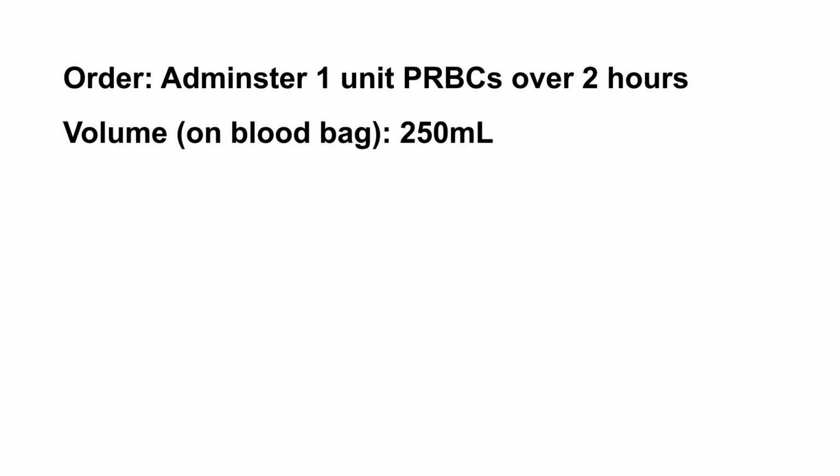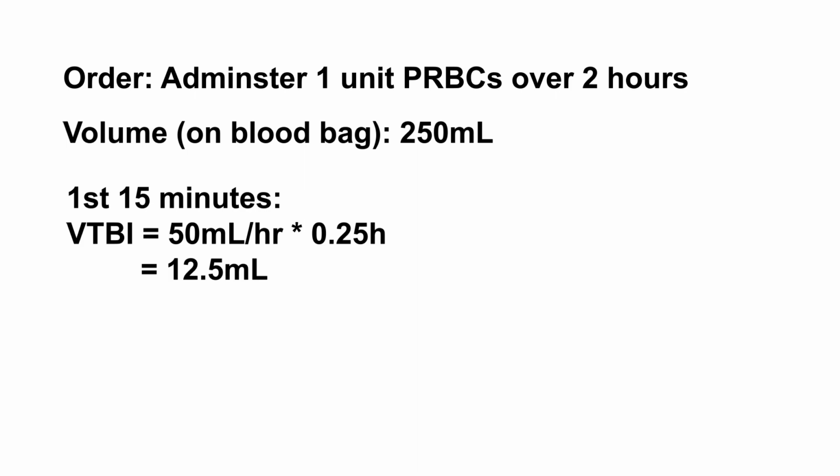First thing that we're going to do is figure out how much we're going to be giving in 15 minutes. For the first 15 minutes, according to Windsor Regional policy, we only run the transfusion at 50 mLs per hour. Regardless of whatever the case is, we run it low and slow to check for any reactions. So for the first 15 minutes of any blood transfusion, 50 mLs per hour multiplied by our 15 minutes or 0.25 hours, we're always going to get 12.5 mLs of blood transfused in the first 15 minutes.